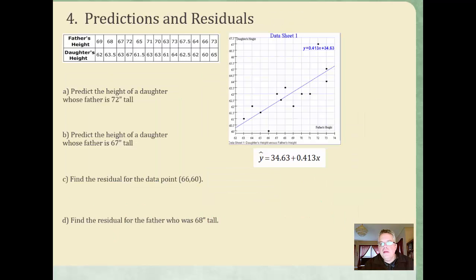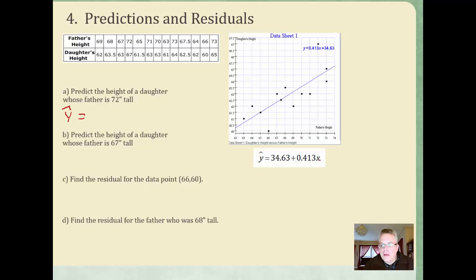So here we have the same data, the same graph with the line of best fit drawn, but now I have the equation. And usually, after that, questions aren't so bad. The first question is kind of typical. Predict the height of a daughter whose father is 72 inches tall. So we did this in the beginning. If we go to 72 inches and go over the y-axis, we see it's going to be about 64.5 inches tall. So from the graph, we get a good estimate. But let's use the equation.